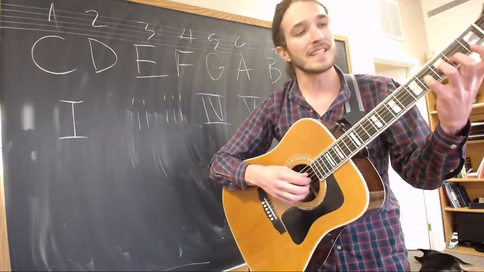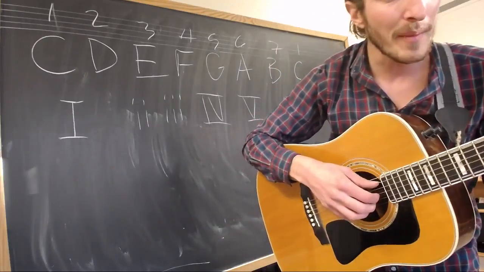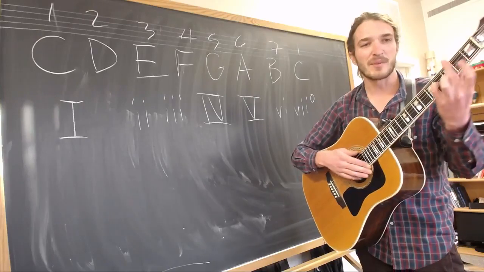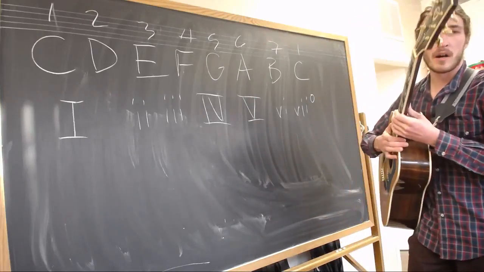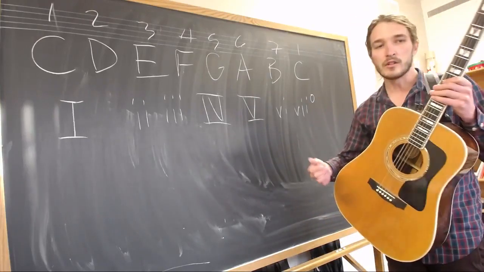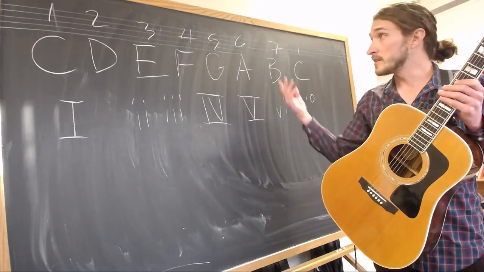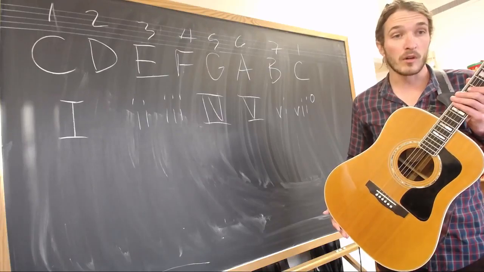I'm going to use the open D as the bass note. 7 diminished. So if you're kind of a strummer and a singer, and you need to quickly reference chords according to what key you're in, this is the way that you go about it.